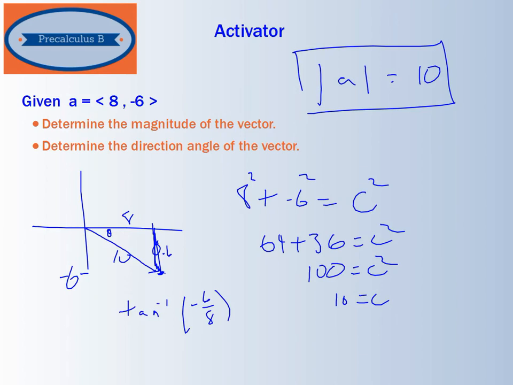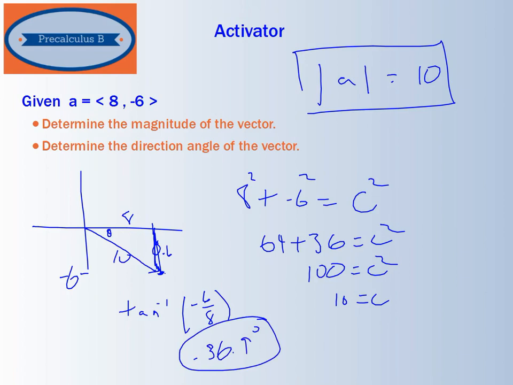And we could plug in any of those trig formulas, and when we do that, the inverse tangent of negative 6 divided by 8 would give me approximately negative 36.9 degrees.